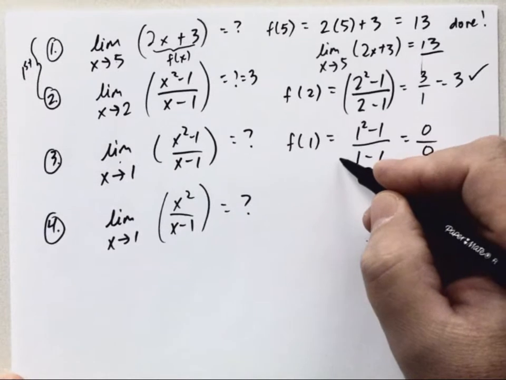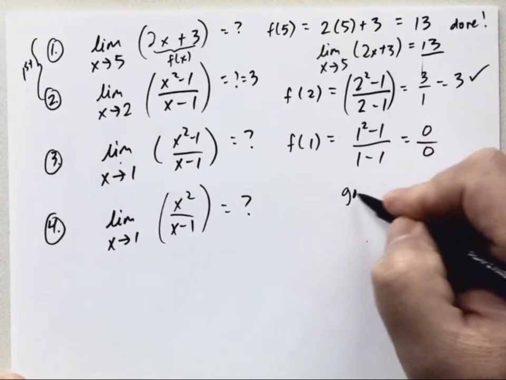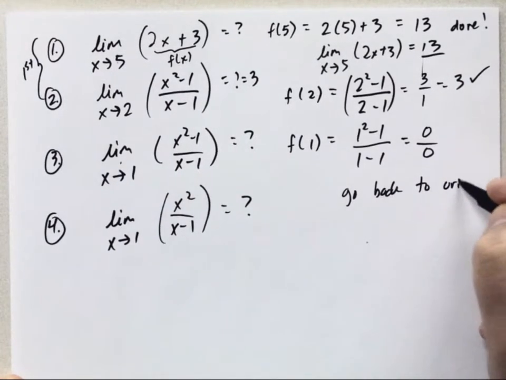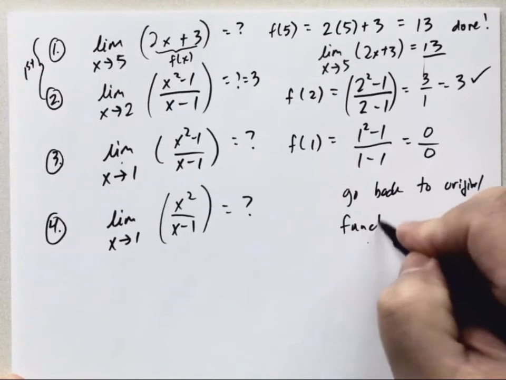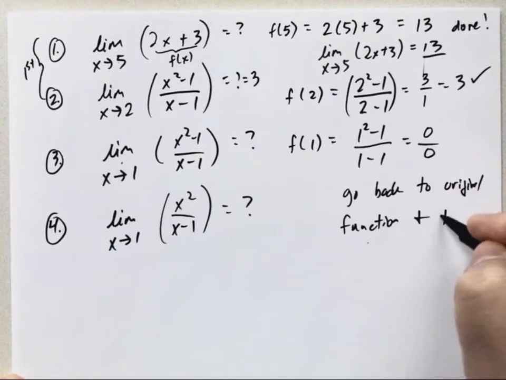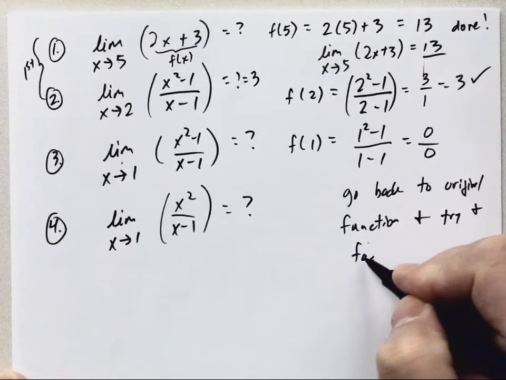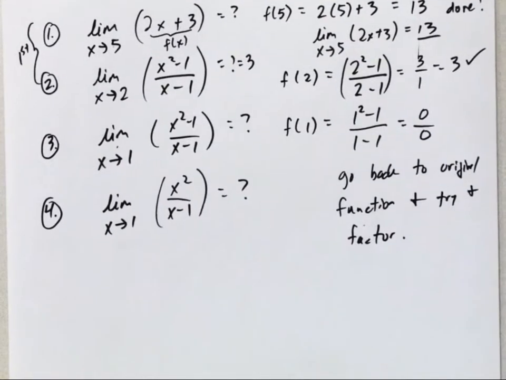What you can do that sometimes works is you go back to the original function, and sometimes, just so it turns out, if you go back to the original function and you try to do some factoring, then some interesting things happen.